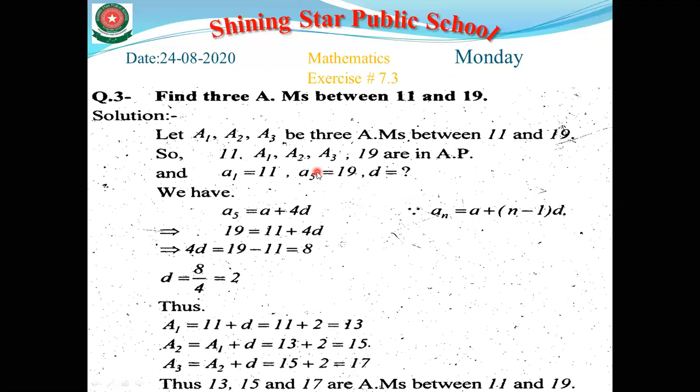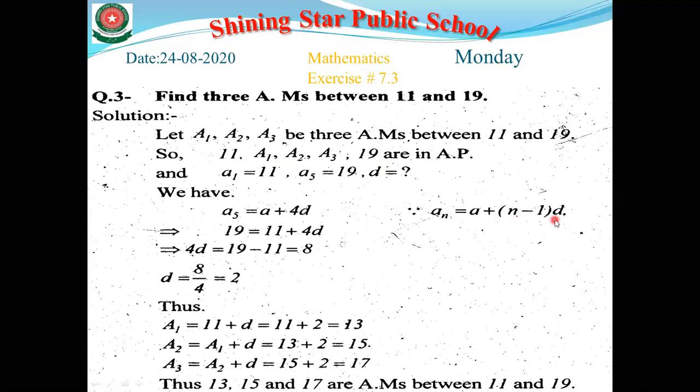Let's suppose the 3 AMs between 11 and 19 are A1, A2, A3. So if 11 and 19 have 3 AMs, A1, A2, A3, it means the first term is 11 and A5 is 19. We only have to find what D is.